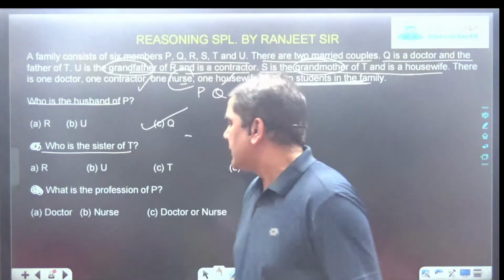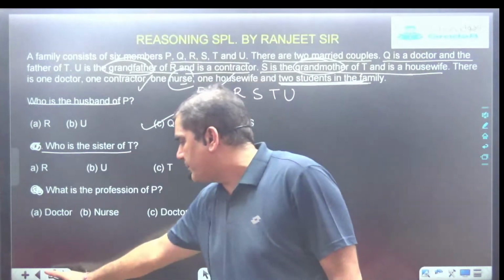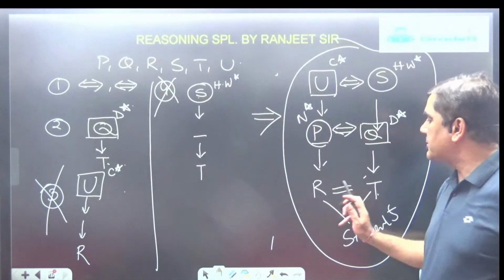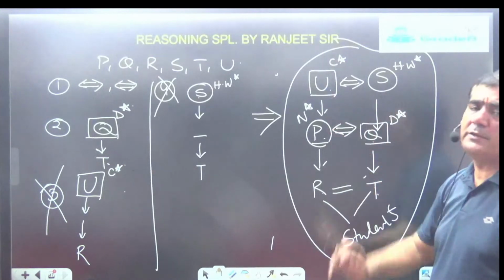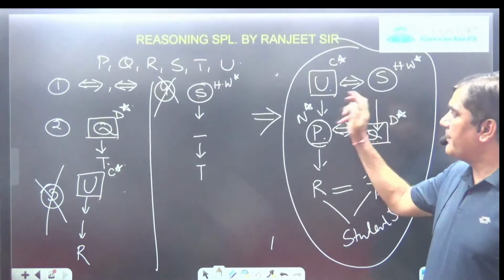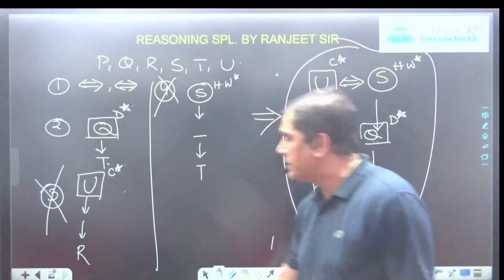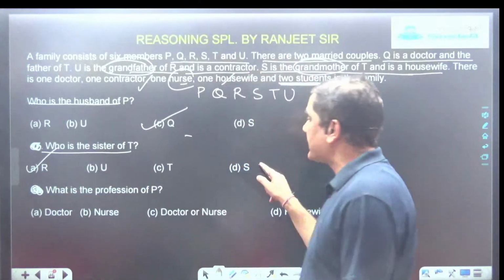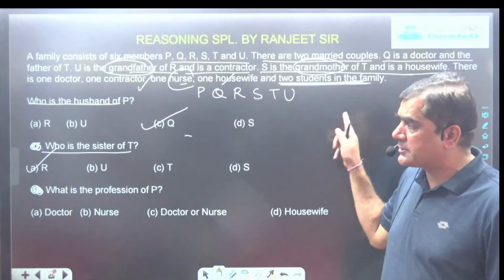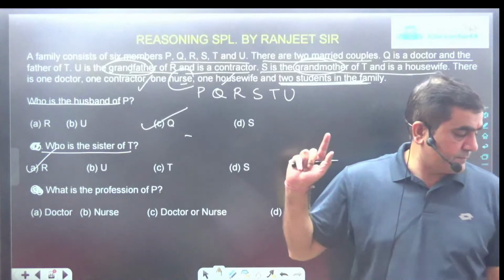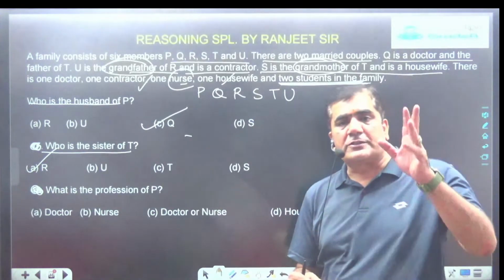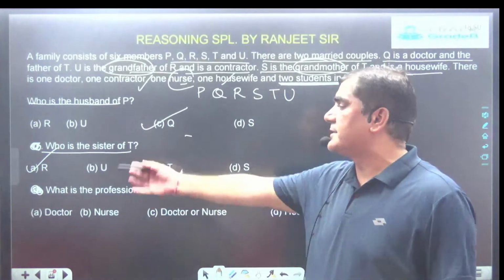So very obvious. See, only possibility for being sister of T must be R, because these 4 can't be the sisters of T. So I will go with the answer as R. But if in the option they have given cannot be determined, then my answer must be cannot be determined. Since cannot be determined is not given to me, so that's why I'm going with the answer as R.